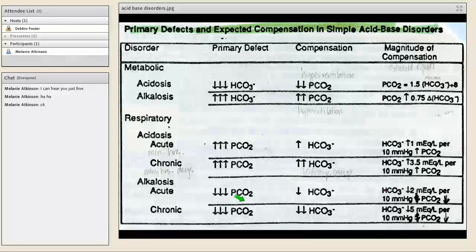Hyperventilation is a perfect example of acute alkalosis. You have really low PCO2. You're going to have some compensation trying to decrease the bicarbonate. Maybe we excrete more in the urine, that type of thing. Once again, this is a compensation in the kidneys in order to get back to homeostasis.